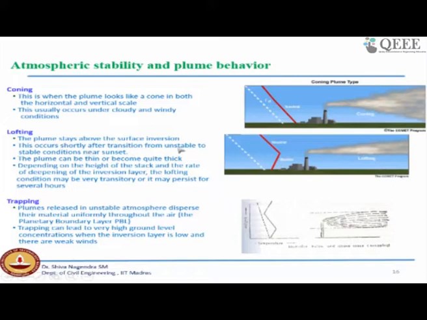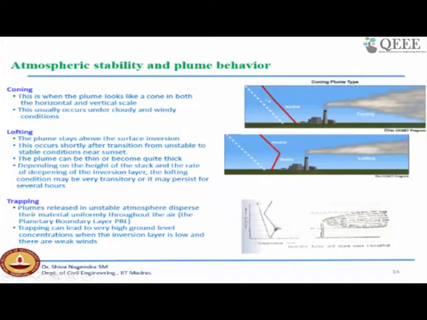Lofting is another type of plume behavior. It is opposite to fumigation. Here you notice that up to the tip of the stack, some height from the ground level, you have a stable atmosphere. After that, it is a neutral atmosphere. So pollutants are only moving above that stable atmosphere, and there is a possibility for them to disperse. In both cases, if the layer breaks, then you will have significant concentrations at the ground level.